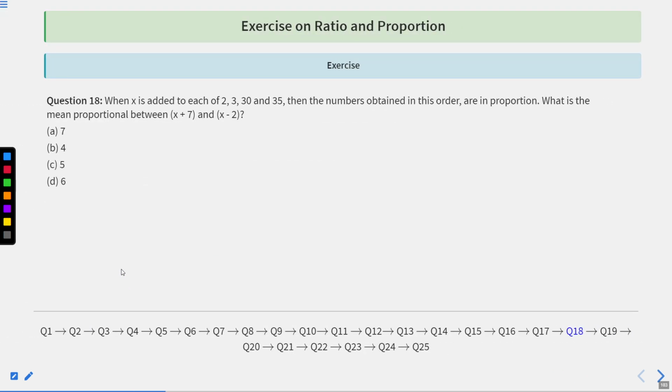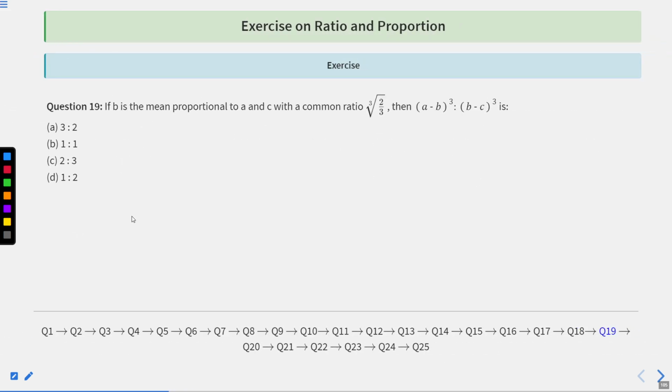Now, question number 18. When x is added to 2, 3, 30 and 35, then the numbers obtained in this order are in proportion. Then what is the mean proportion between x plus 7 and x minus 2? Again, this question is very much similar to what we did in the previous question. Here, x plus 7 and x minus 2 are going to be 7 and 4, 5, 6. Put x equal to 5. So we will get 7 upon 8 equal to 35 upon 40, same proportion. Hence option C is correct.